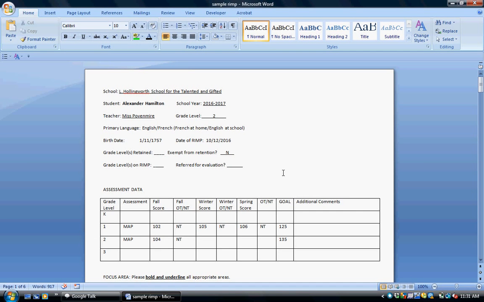Alright, so this is how you make a RIMP. You'll notice that it says Hollingworth School for the Talented and Gifted at top. It's got the student name. We don't clearly have an Alexander Hamilton, but that's the student I'm using today. It's got our school year.